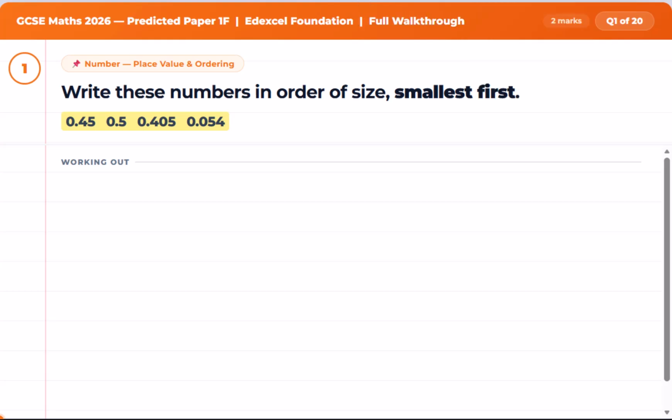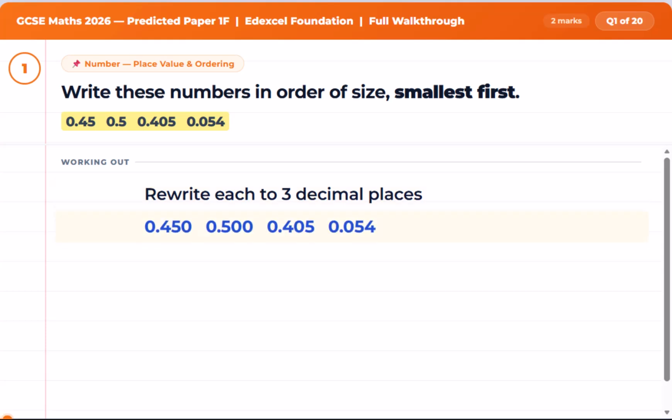Let's begin. Write these numbers in order of size, smallest first: 0.45, 0.5, 0.405, 0.054. To compare these decimals, write each one with 3 decimal places so the columns line up perfectly. 0.450, 0.500, 0.405, 0.054. Compare the tenths column.